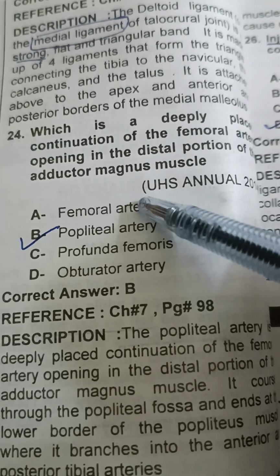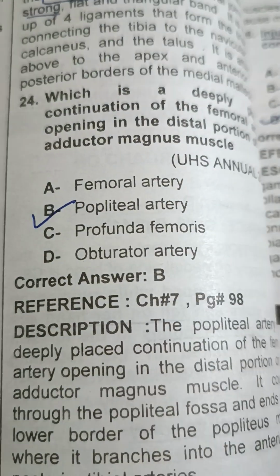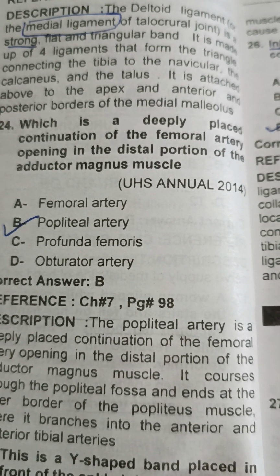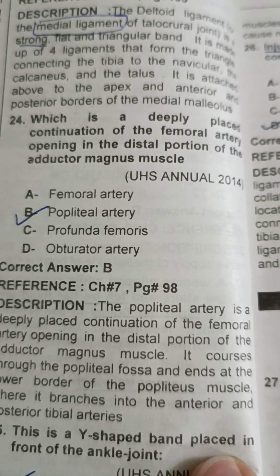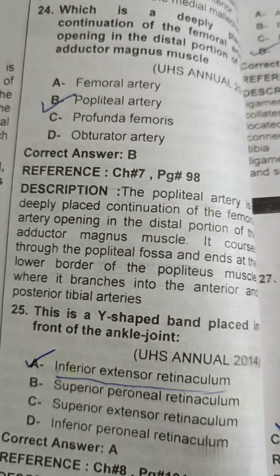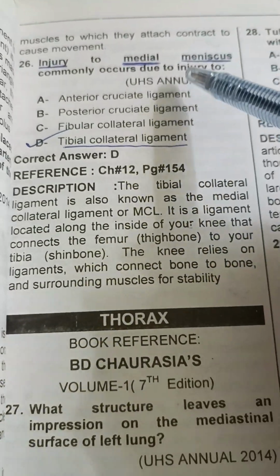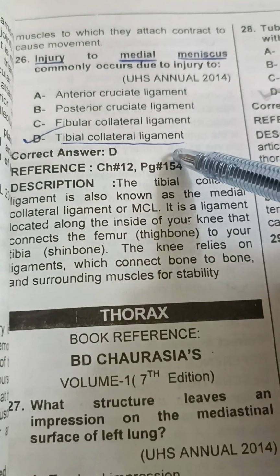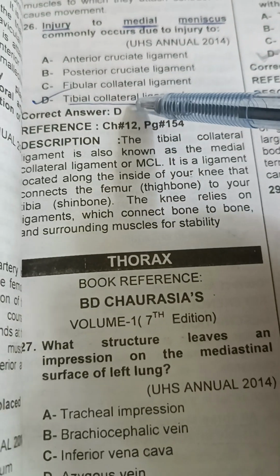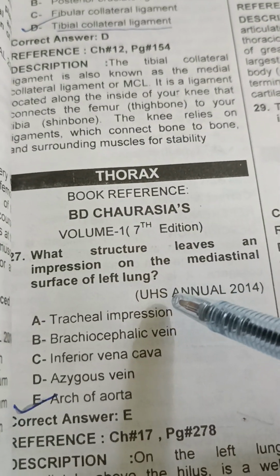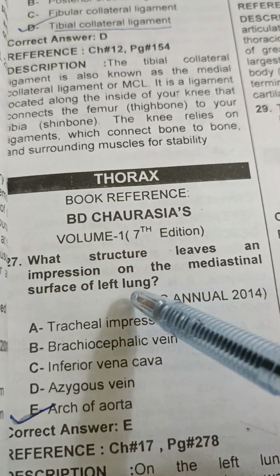Which is a deeply placed continuation of the femoral artery opening in the distal portion of the adductor magnus muscle? Popliteal artery. Y-shaped band in the front of the ankle joint is the inferior extensor retinaculum. Injury to the medial meniscus commonly occurs due to injury to the tibial collateral ligament, also called medial collateral ligament. What structure leaves an impression on the mediastinal surface of the left lung?